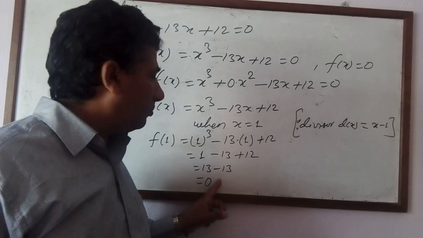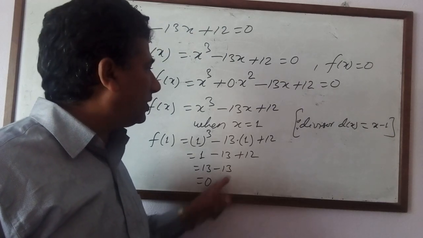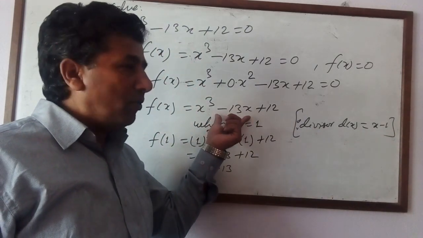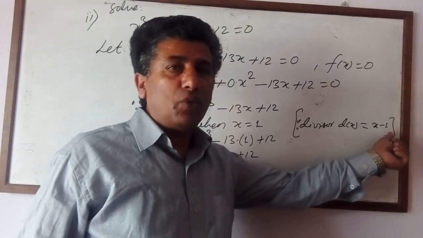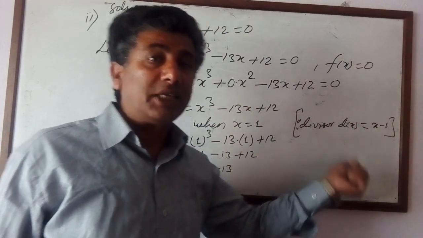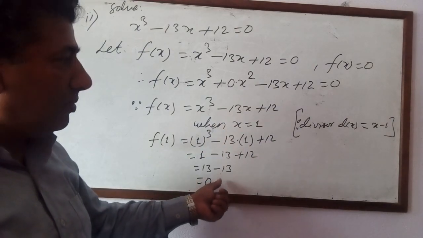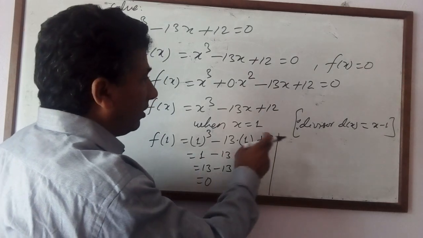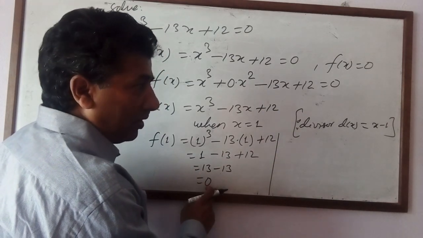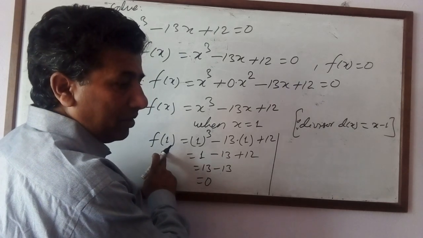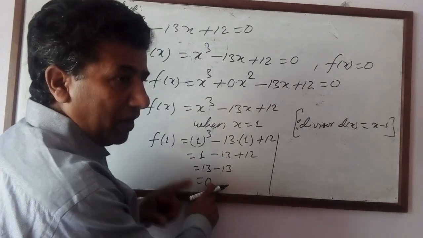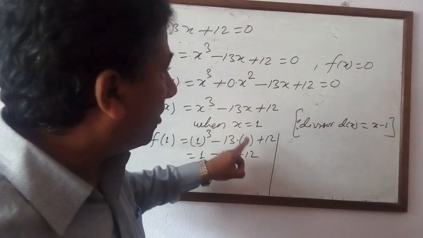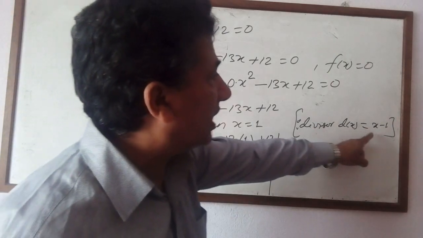What you have to understand is that x equals 1 means the divisor is x minus 1. When we divide this polynomial by the divisor x minus 1, the remainder is 0. I write here, this is the remainder theorem. We found the remainder. Now this is the symbol of the remainder. Now when the remainder is 0, go to the factor theorem. What does it say? When the remainder is 0, the divisor will be a factor. What is our divisor? Right now the divisor is x minus 1.